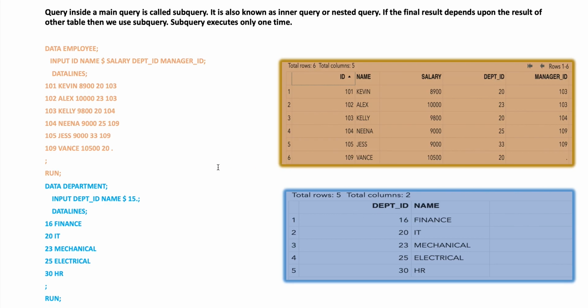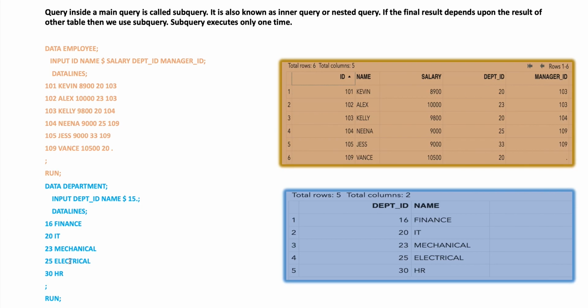To explain this question, we have 3 sets of code. The first 2 sets of code create datasets. The first code creates a dataset named employee, which has 5 variables and 6 records. When we run the first set of code, we will get the result as shown on the right side. The first table represents the result. It has 5 variables and 6 records. Variable names: ID, name, salary, department ID and manager ID.